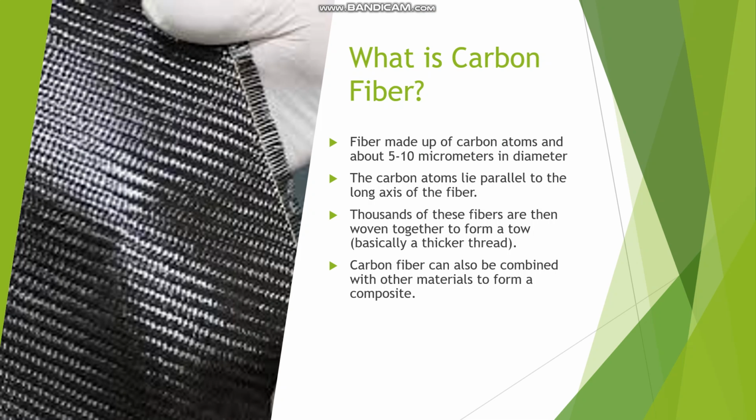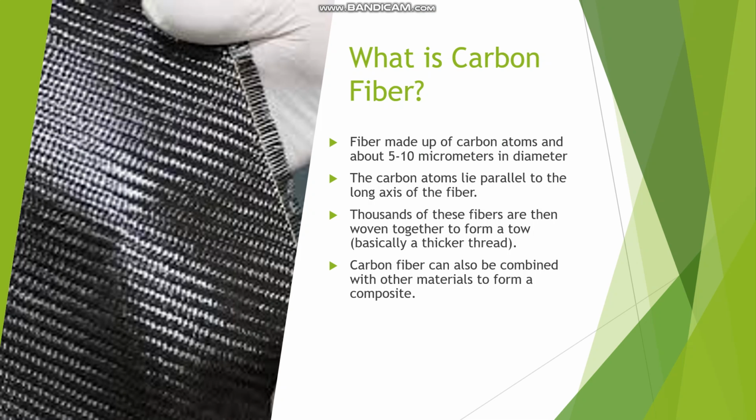So, what is carbon fiber? Carbon fiber is basically, if you can't tell from the name, a fiber made up of carbon atoms, and it's usually between 5 to 10 micrometers in diameter, which is very, very small, as you know. These carbon atoms usually lie parallel to the long axis of the fiber, which is one of the reasons why it's so thin.